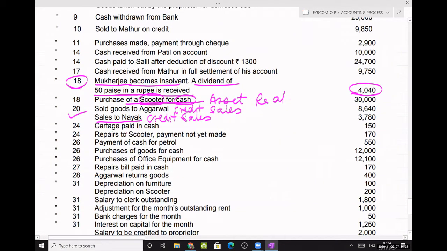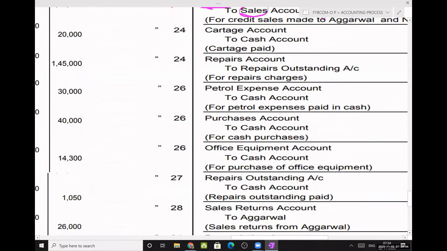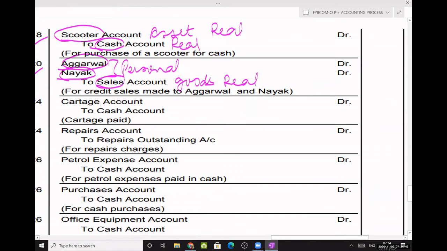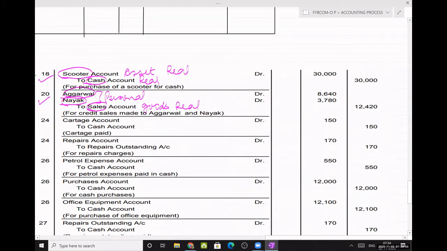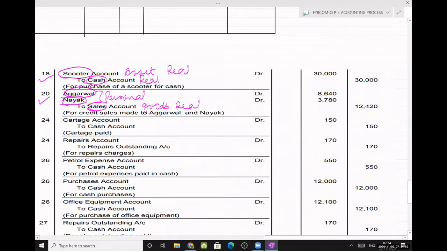24th. Cartage paid in cash. Cartage and cash, two important things. You have to search for only two important things. There may be a third or fourth element also, but you have to search for that. So 24th, cartage. Cartage is what? Nominal.